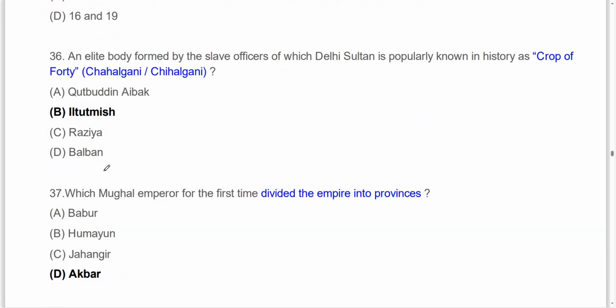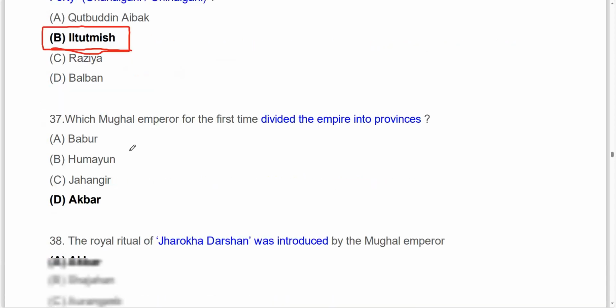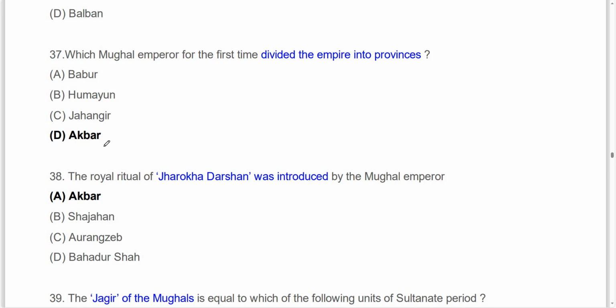An elite body formed by the slave officers of which Delhi Sultan, popularly known as the Corps of the Forty, Chahalgani, Turkan-i-Chahalgani? This was established by Iltutmish. Moving on to the next question. Which Mughal emperor for the first time divided the empire into provinces? Akbar was the Mughal emperor who for the first time divided his empire into provinces.